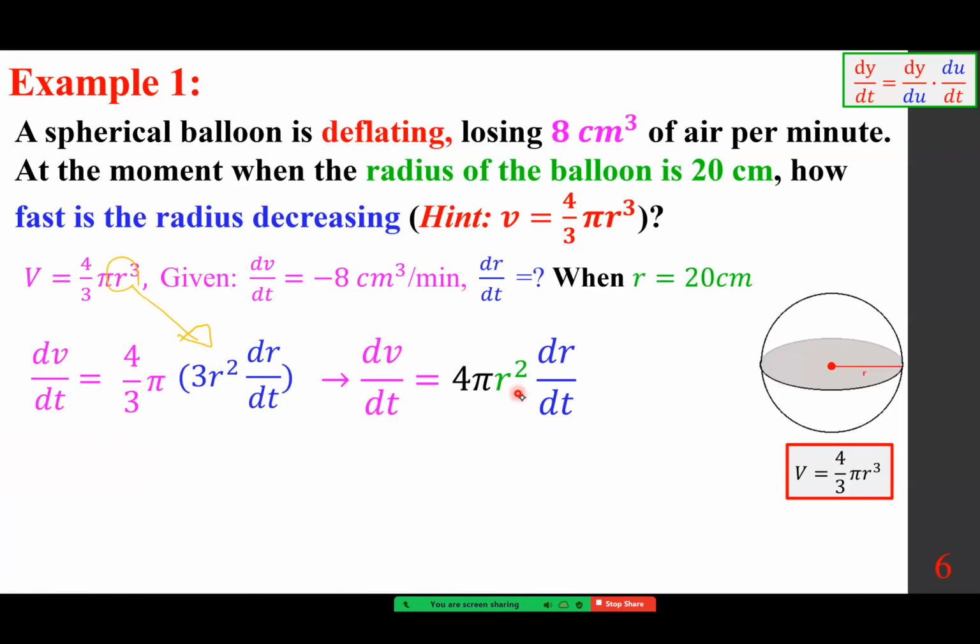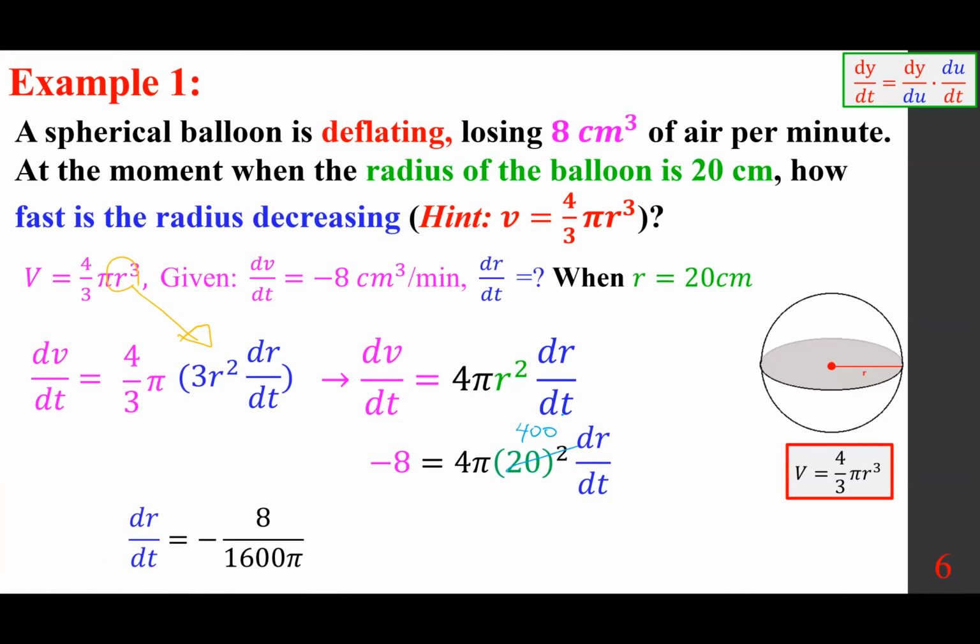Replace the r with 20. Replace the dV/dt with negative 8, include the sign. So minus 8 is 4 pi 20 squared dr/dt. This is 400 times 4, which makes it 1600 pi dr/dt. And so we are going to divide both sides by 1600 pi. The 8 goes away. The denominator is 200 pi. So minus 1 over 200 pi.